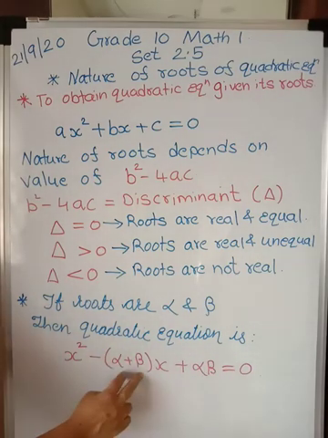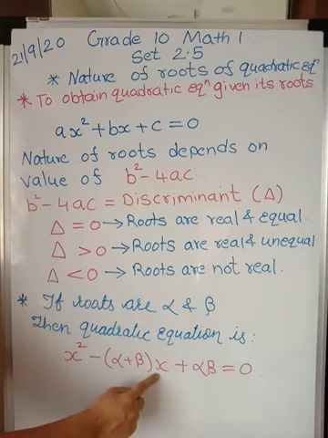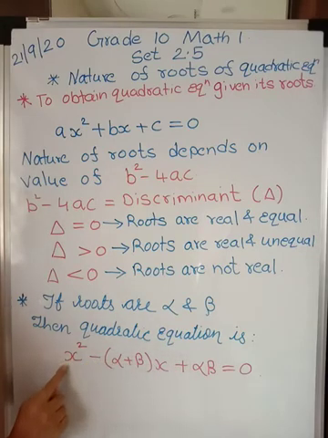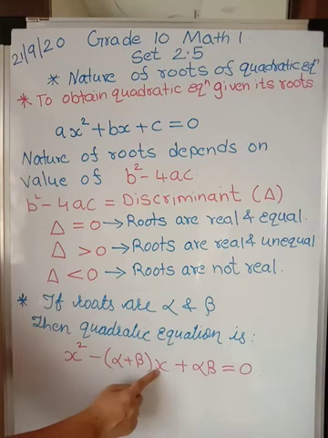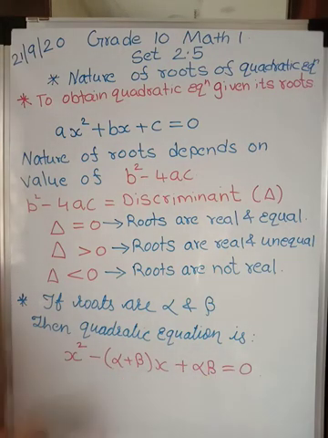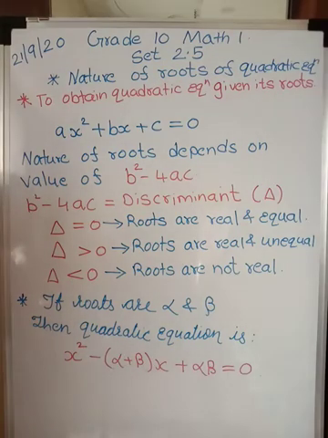You add the two roots, put a minus sign, multiply by x. First you write x square minus alpha plus beta into x, plus you write the product of the given roots, that is alpha into beta, is equal to 0. This gives your quadratic equation. Now with this information you will be able to solve set 2.5. So let's go for set 2.5 now.